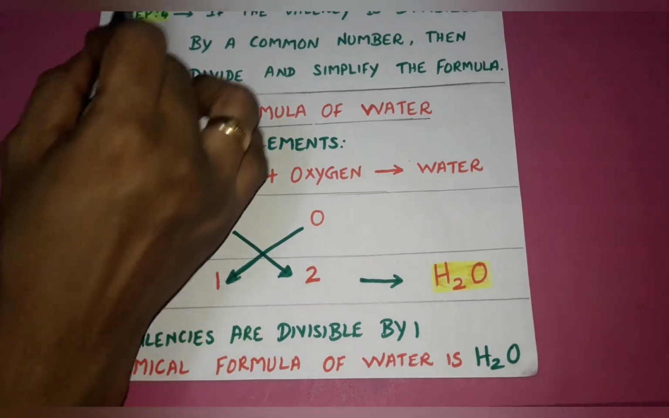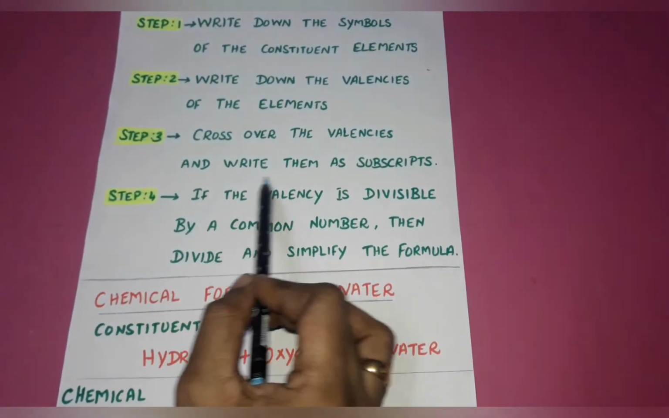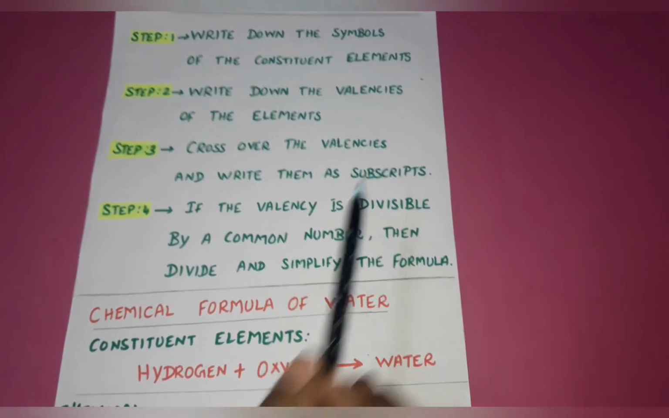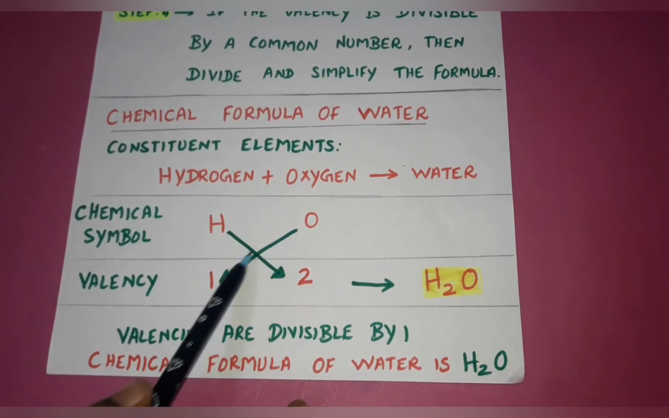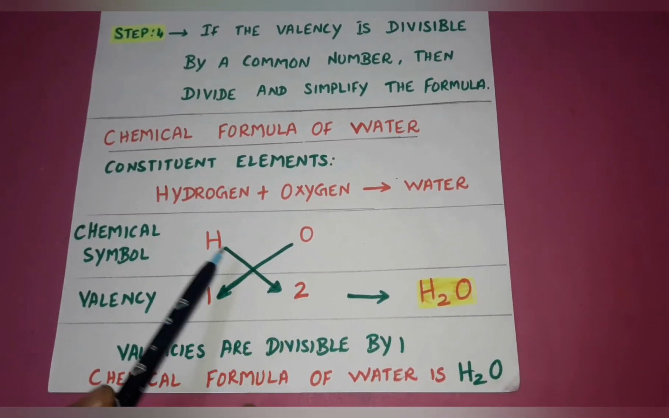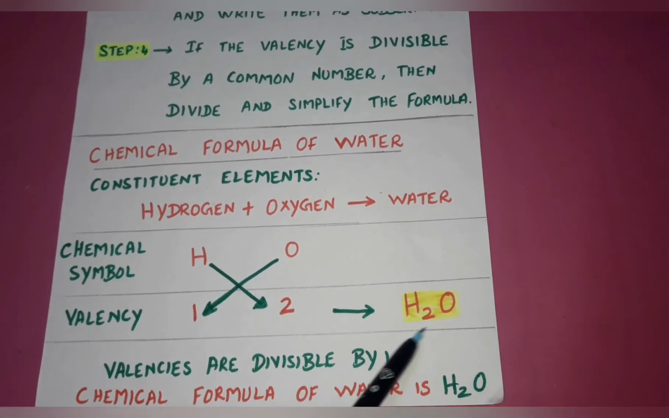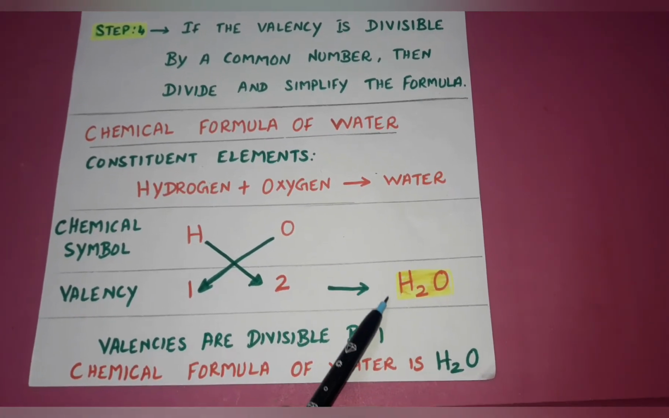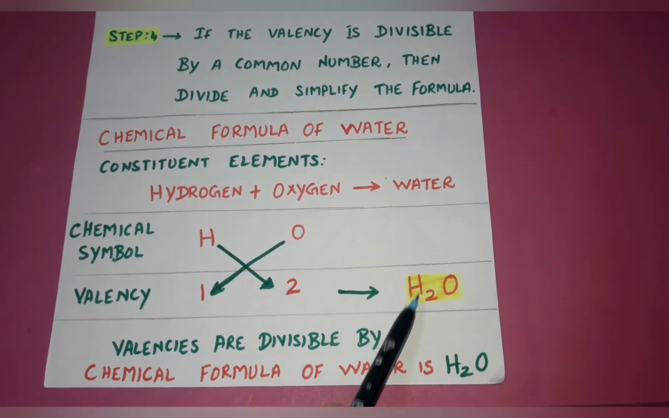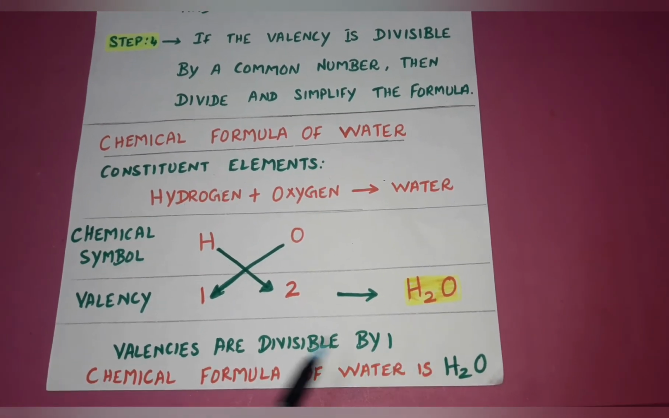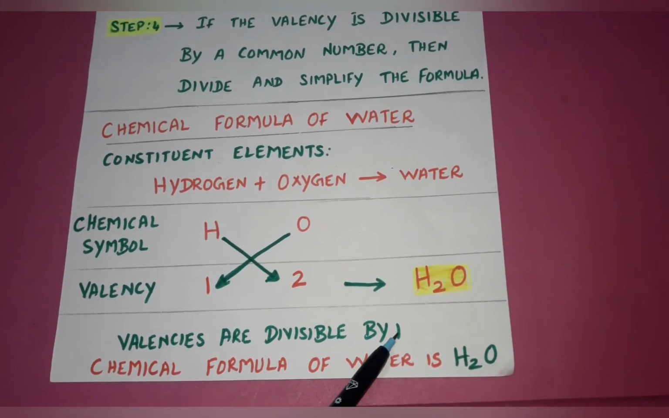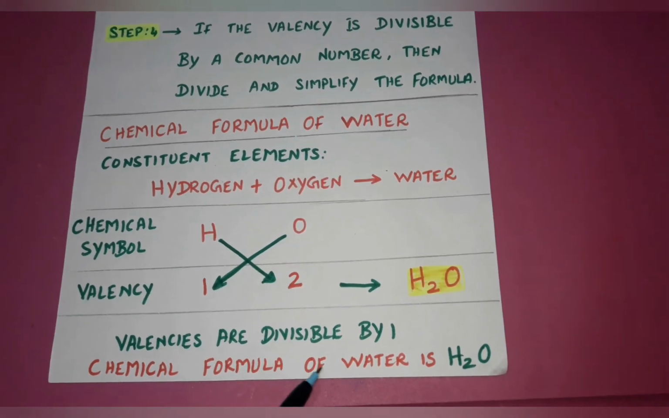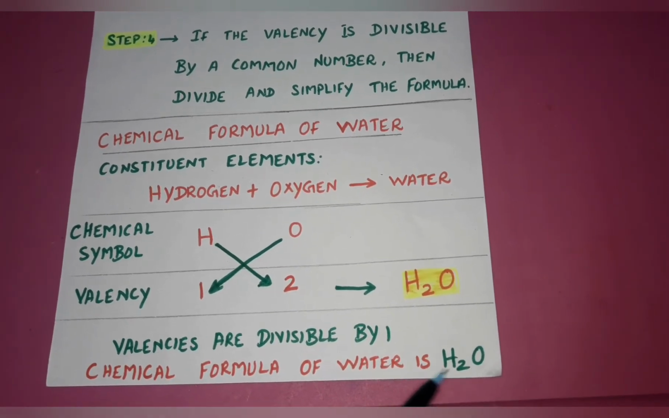The third step is crossing over the valencies and writing them as subscript. So, 2 should be written as subscript of H and 1 is the subscript of O. So, the chemical compound water is represented as H2O. The valencies are divisible by 1, so the chemical formula remains the same as H2O.